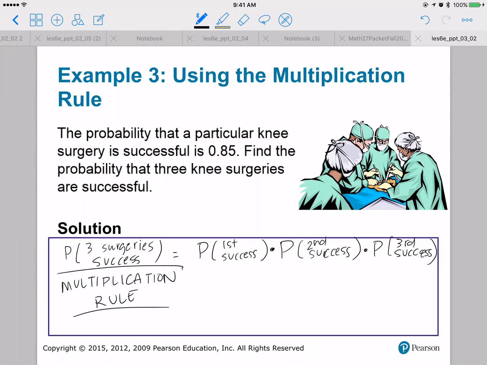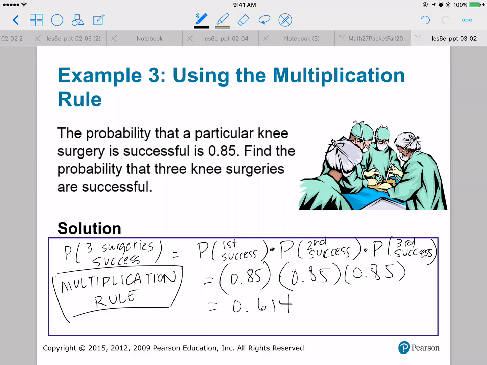Okay? So we know that the probability of each success is 0.85. So 0.85 cubed. So we'll have 0.85 times 0.85 times 0.85, which is going to be equal to 0.614. And this is essentially going to be 61.4%.